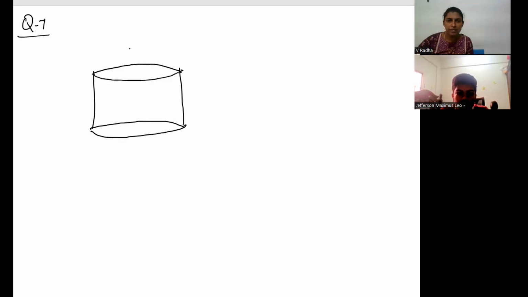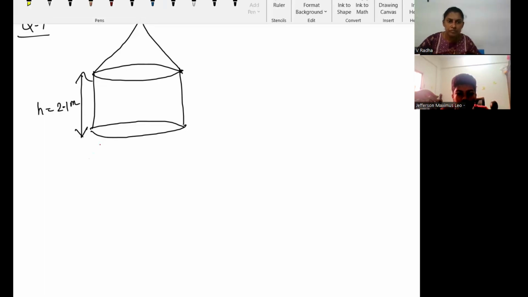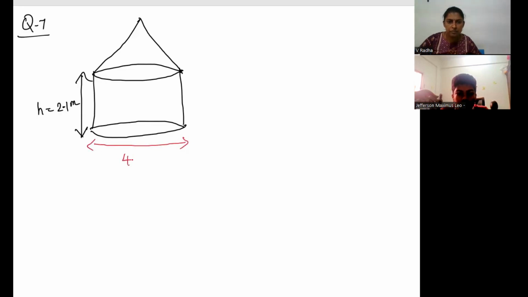So question 7. Actually, a tent, a cylinder surmounted by a conical top. It's a conical top. The height and diameter of the cylindrical part: height is given as 2.1 meter, is it correct? Okay, ma'am. So 2.1 meter, and the diameter is given as 4 meter. Is it correct? Yes, ma'am. Yes, good.